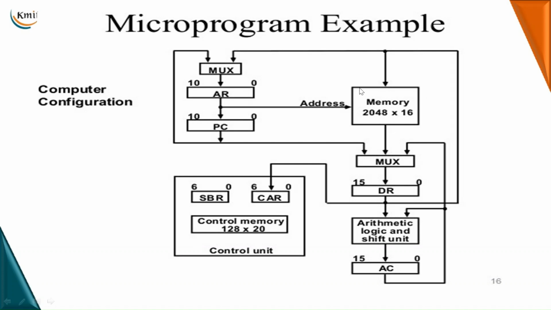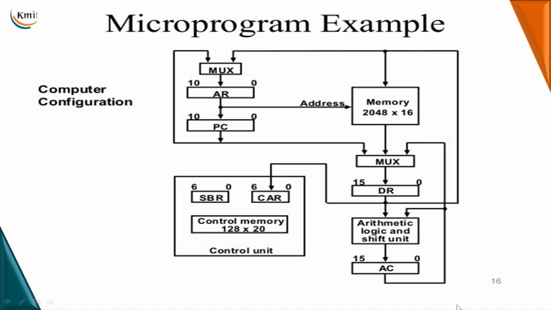If you see this memory here, the memory is of size 2048 into 16, which means that this particular memory is capable of storing 2048 words and each word is of size 16 bits. If you convert this into powers of 2, it is 2 to the power of 11, which is nothing but 2048. So the size of the address of the main memory is an 11-bit address. The registers with respect to the main memory are the data register, address register, program counter and accumulator.